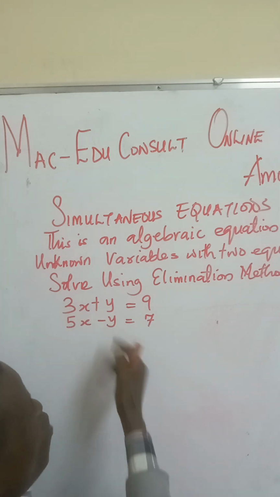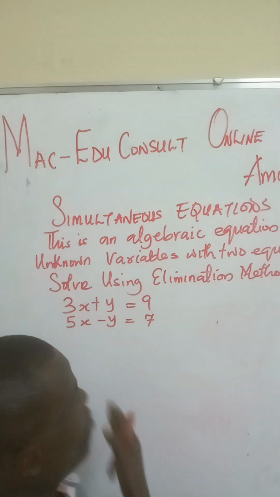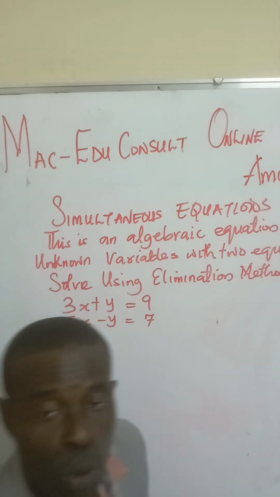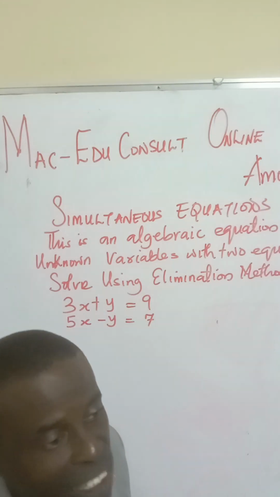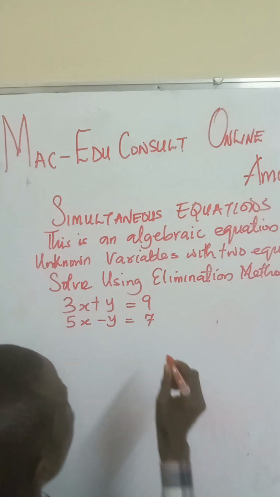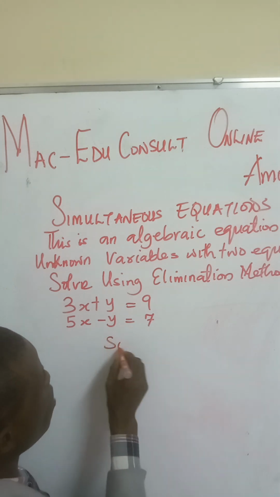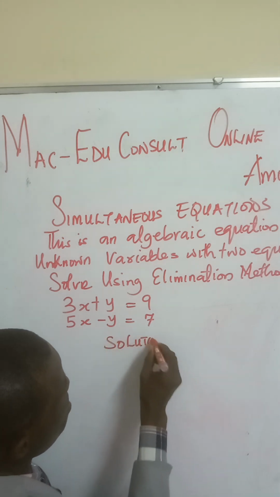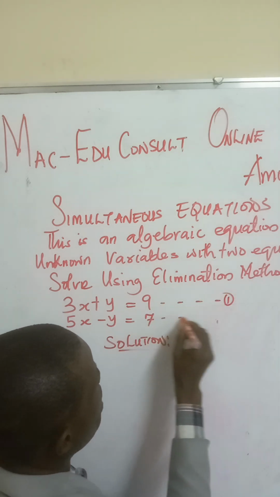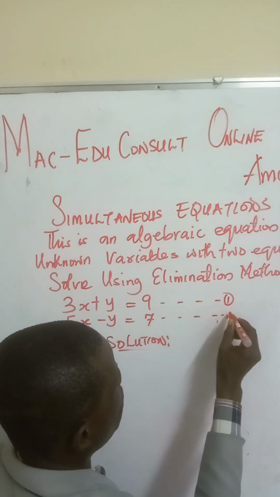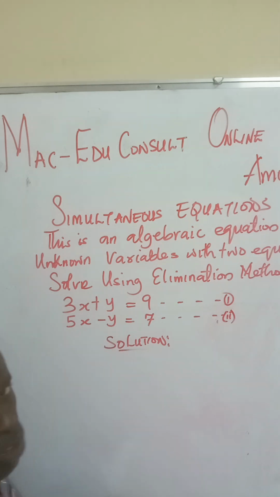We have 3x plus y equal to 9, 5x minus y equal to 7. That means we're expected to find solutions to the values of x and y. So if I'm going to do this straight away, I come here and say solution. That means I must name this expression as equation 1 and name this one as equation 2, Roman figure 2. So I have two expressions to resolve.